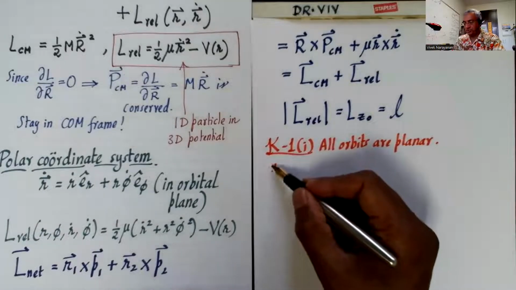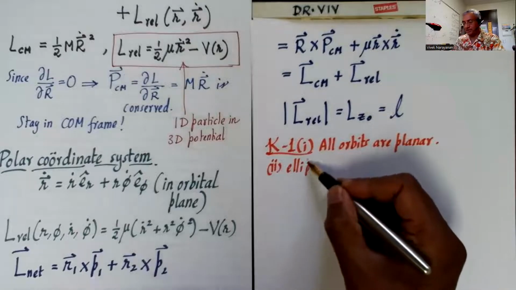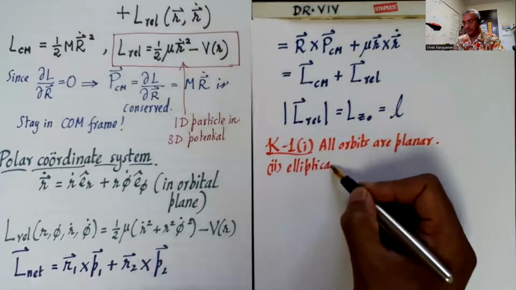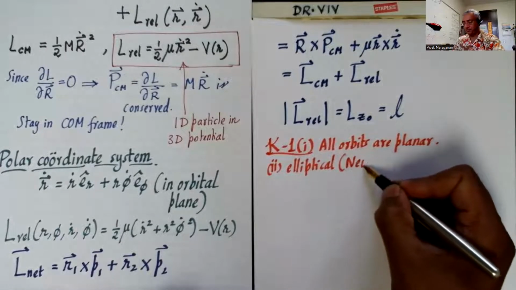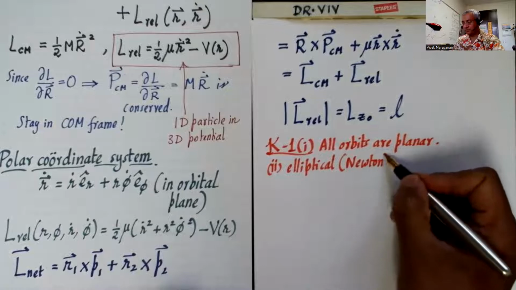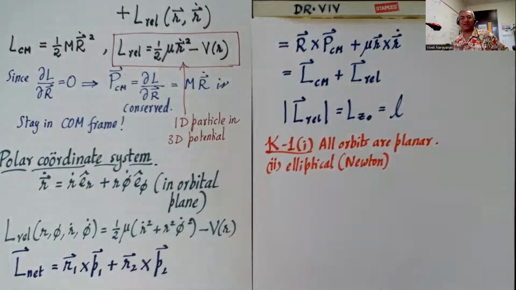And K12 is going to be that all orbits are elliptical. Now that's going to take major effort to show. This was first shown by Newton. Newton, in fact, invented calculus to show this. All these great scientists of the past had a need to invent the mathematics in order to satisfy the physics of their time.